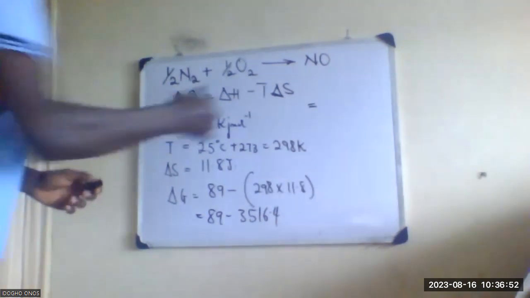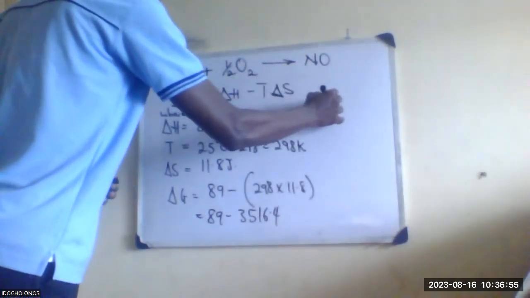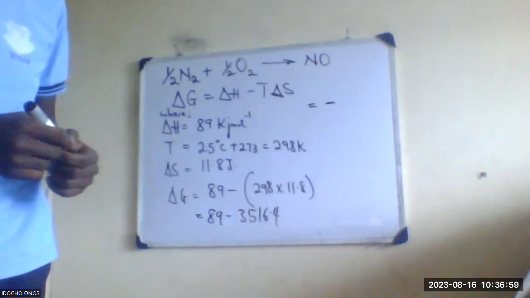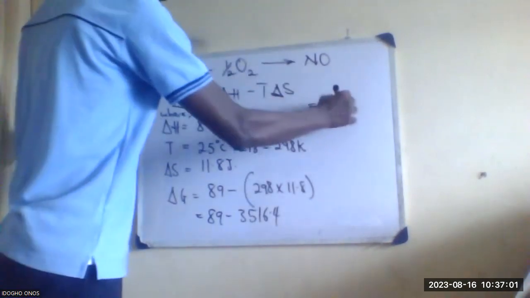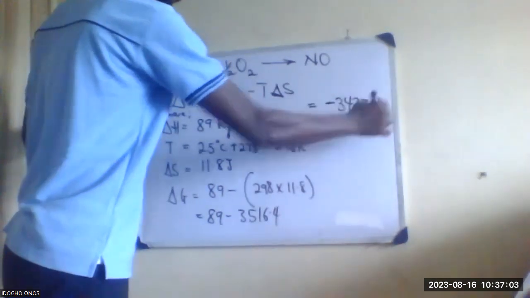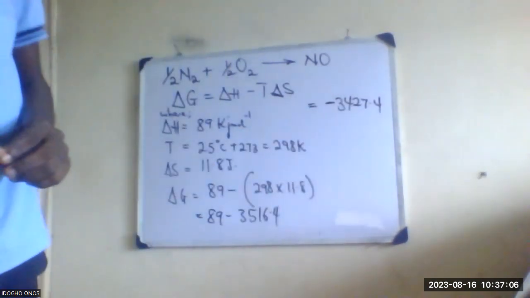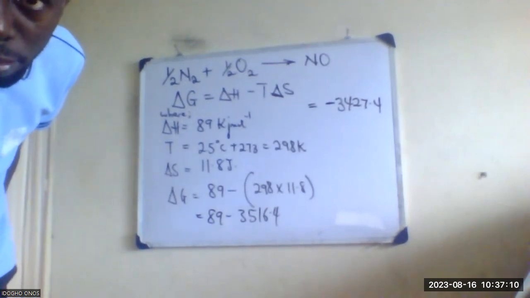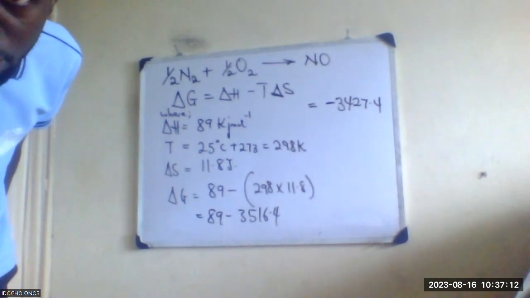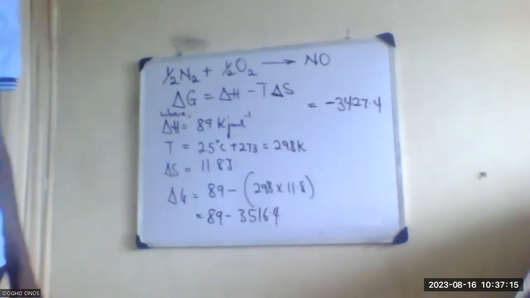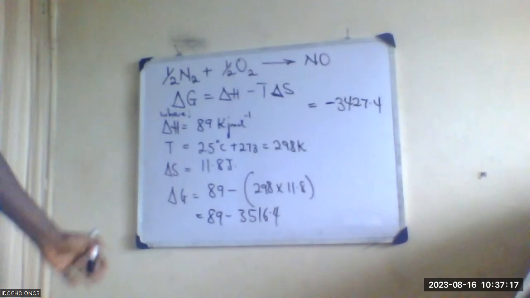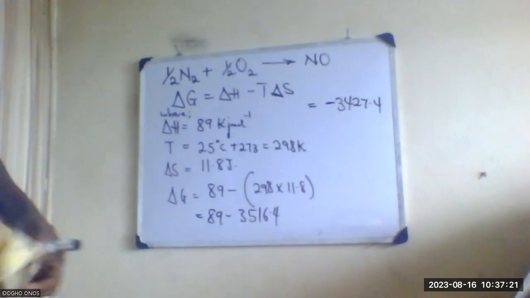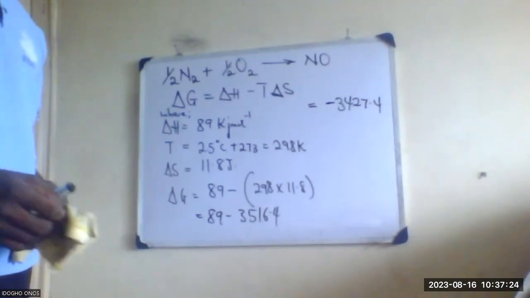It's going to be a minus. I'm waiting for you to give me the value. Minus 3427.4. Okay. 3427.4. Unit is kJ, kilojoules. Is that taken? Yes. No question, right? No. Okay. So we'll move on to the B part of the question.